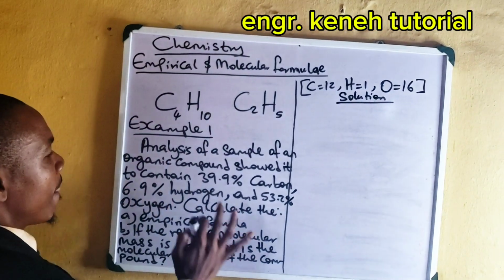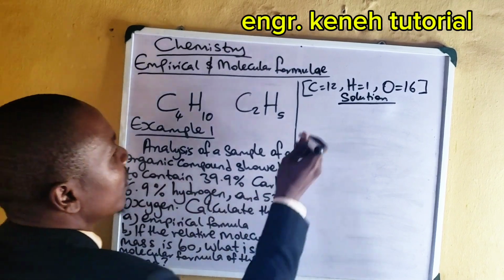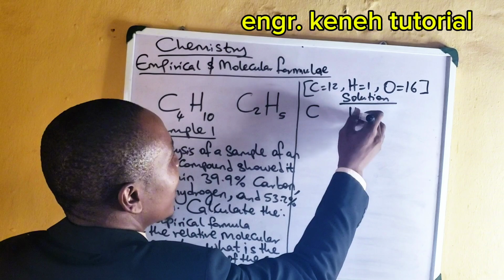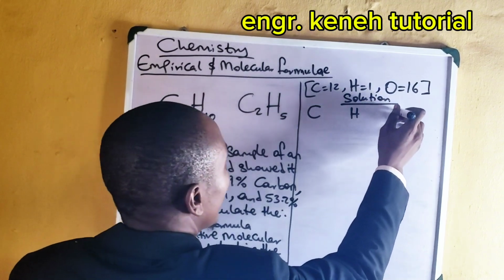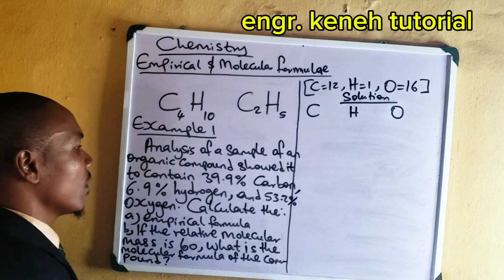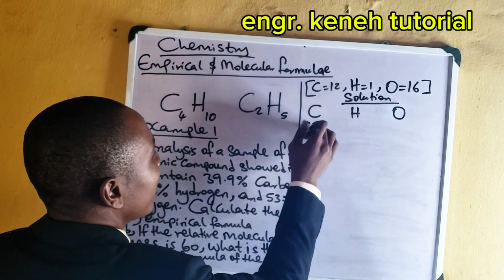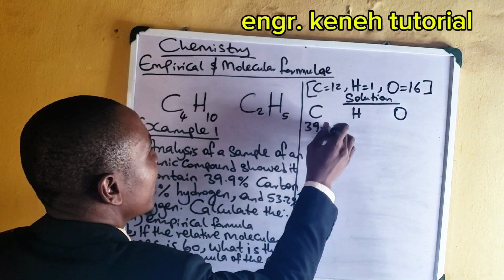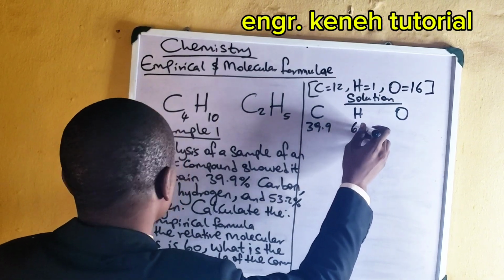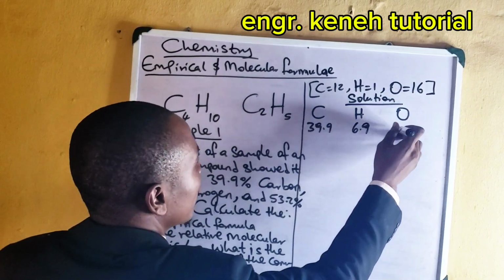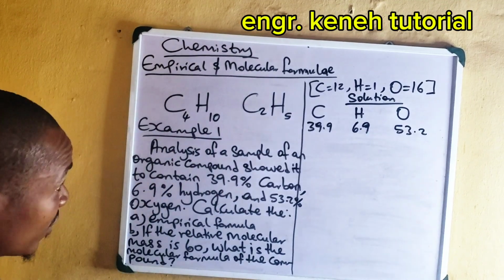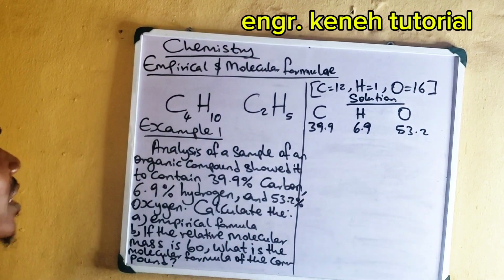All right. So the first one, they said carbon. You write the chemical symbol of carbon. Next one, they said hydrogen. You write the chemical symbol of hydrogen. And the other one, the chemical symbol of oxygen. So the percentage of carbon, we have 39.9. Percentage of hydrogen, we have 6.9. This one, oxygen, we have 53.2. That's what you're going to write. Can you see that?